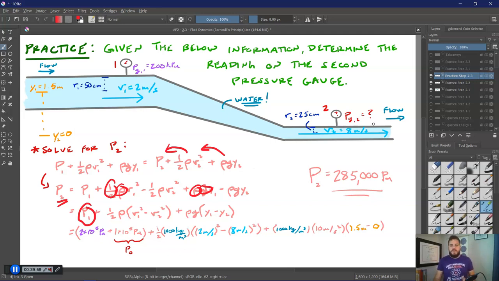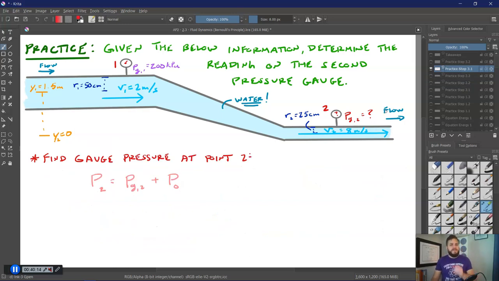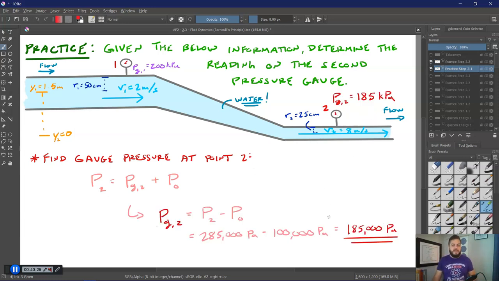We stick all the numbers in, and we get an absolute pressure of P2 equal to 285,000 pascals. But the issue is that we didn't ask for the absolute pressure at point 2, we asked for the gauge pressure. And keeping in mind that the absolute pressure is equal to the gauge pressure plus atmospheric pressure, we need to subtract atmospheric pressure out, and we get a final gauge pressure of 185,000 pascals. So in this particular situation, the gauge pressure actually went down. And that might surprise you because it's lower, but it's also moving faster. So apparently the fact that it's moving faster overcame the fact that it is lower down.